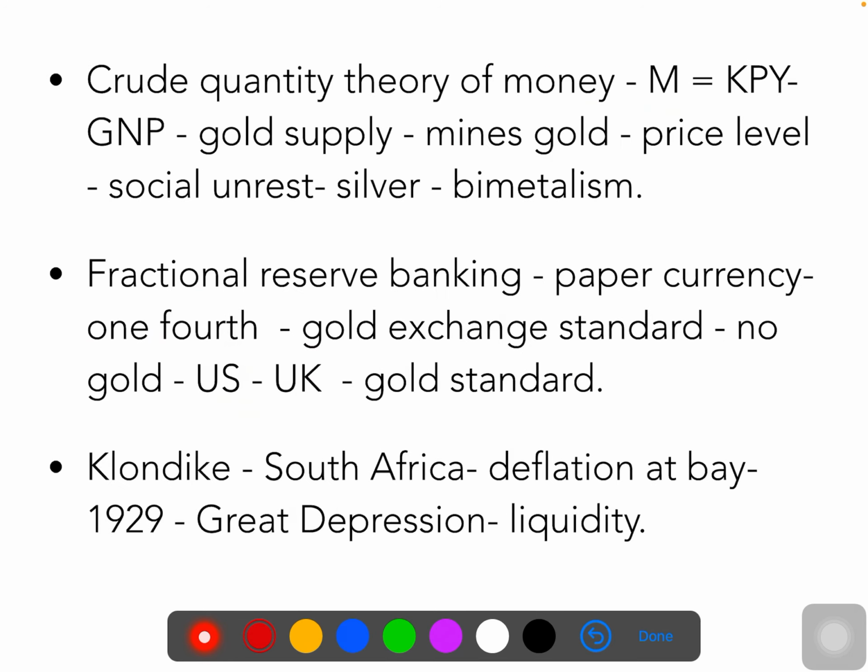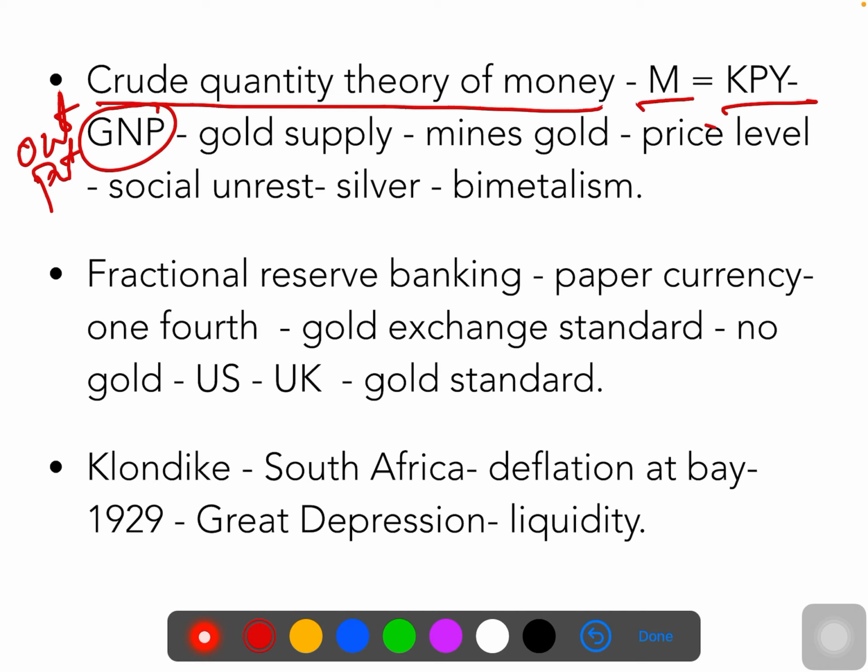Several crises caused the gold standard to break down periodically. Moreover, the world price levels were at the mercy of gold discoveries. This can be explained by one of the theories, the crude quantity theory of money. We were discovering more and more gold. So that's called M = KPY, according to which Y is like GNP, output. GNP is nothing but output also.